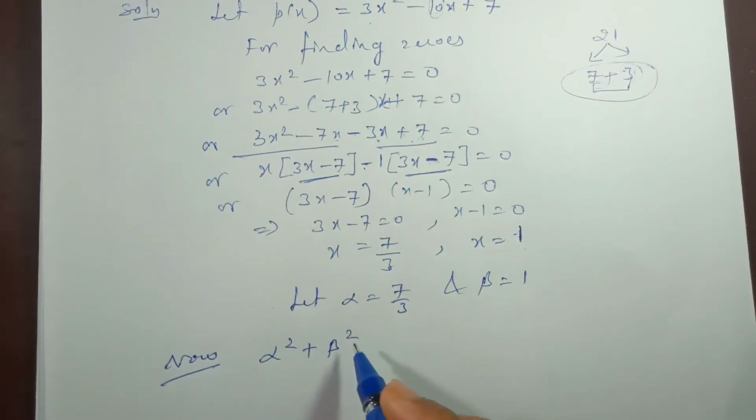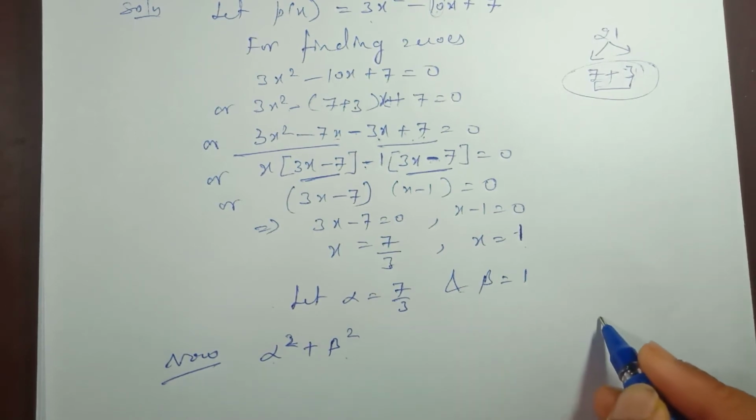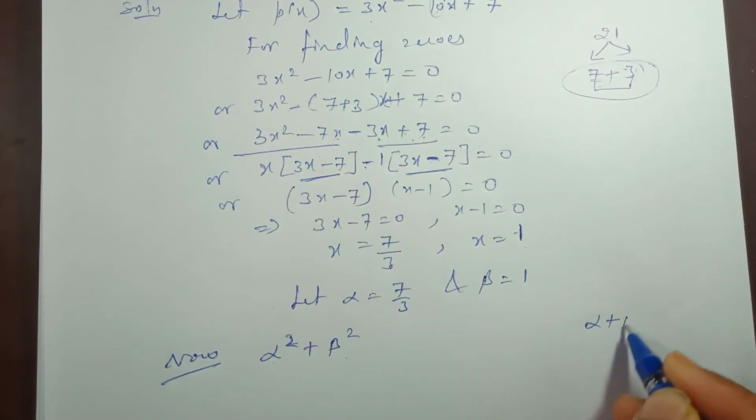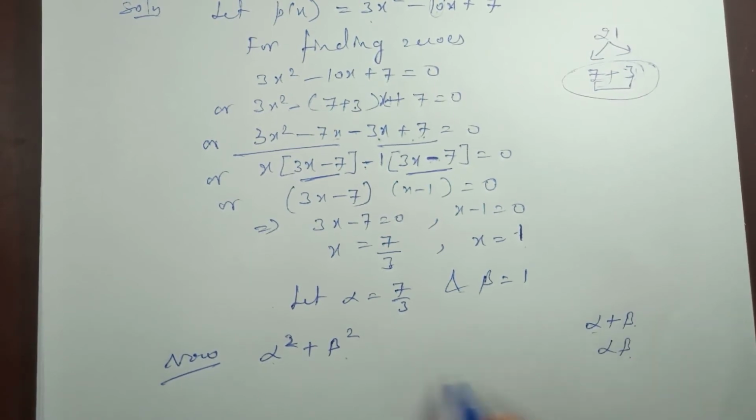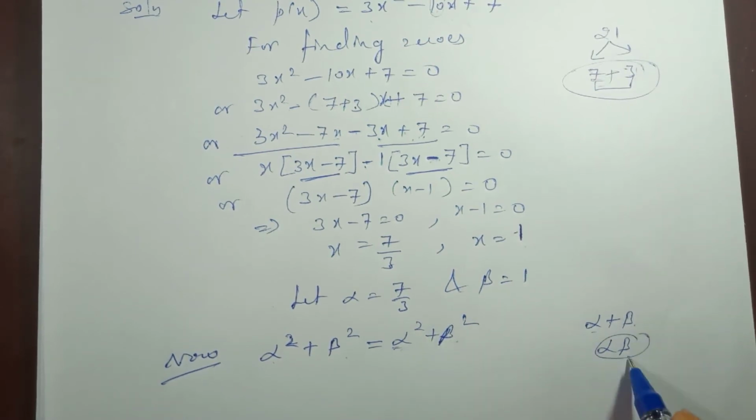Now we have to find the value of alpha square plus beta square. One relation we know is that the combination of alpha and beta is the sum of zeros and product of zeros. So first of all we have to change it into this form. Both of them are in combination form, and we have to take the multiplication.